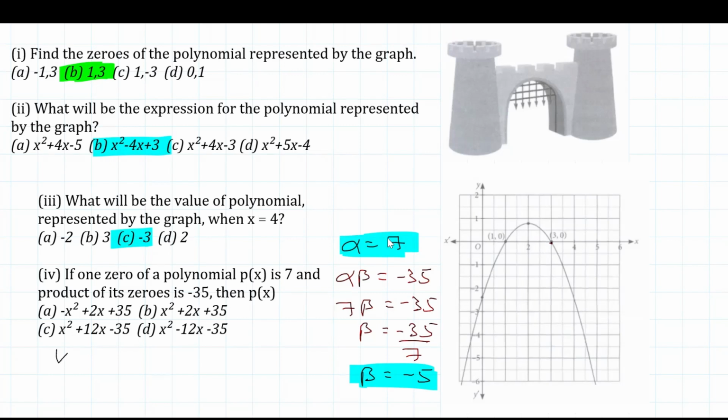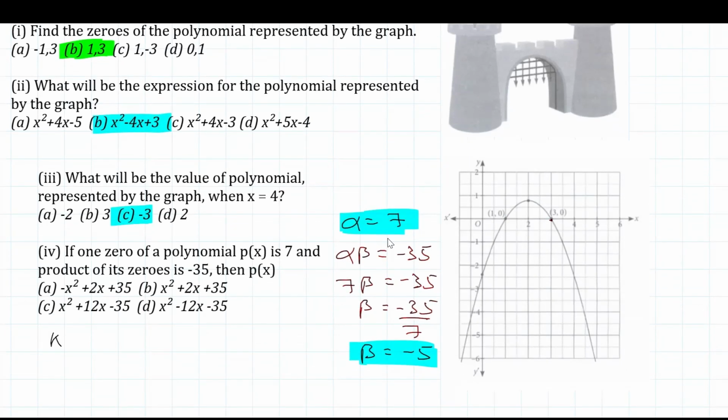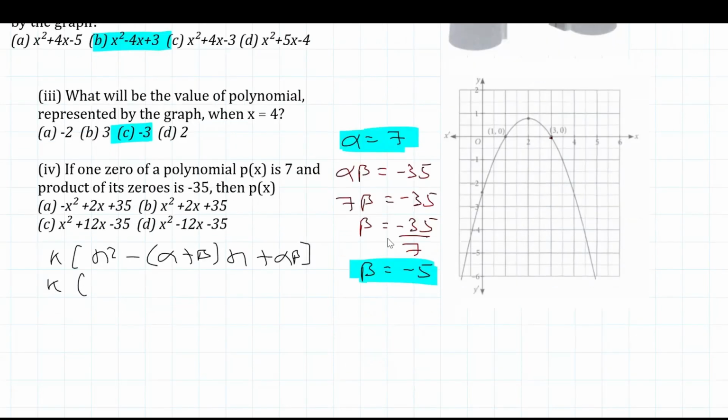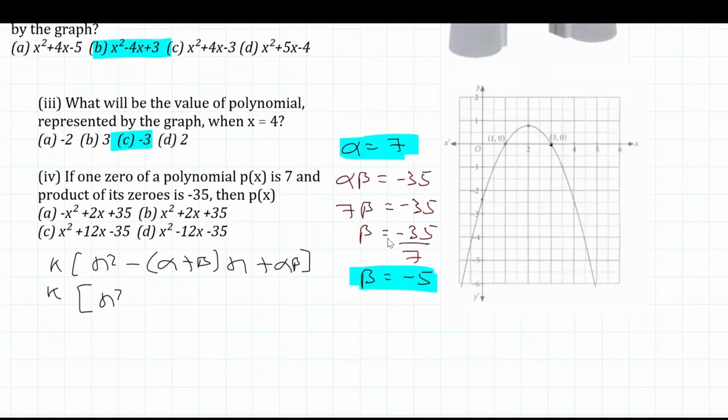That is k times, if I write over here, yes, there is enough space, so this is k times x square minus the sum of the zeros, that is alpha plus beta, times x plus the product of the zeros. So this is k only. What you can see, this is x square minus the sum of the zeros. So that is the sum of these two.